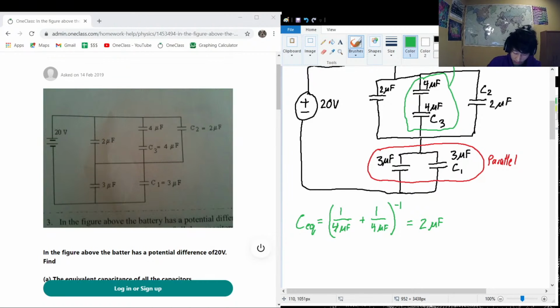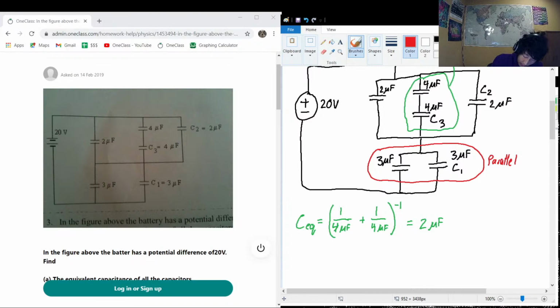Anytime you do an operation like this and you have two of the same, it's going to be precisely half. As you get more practice, you'll see these rules or little shortcuts that you can use. But try this out in your calculator. You'll definitely come to 2 microfarads.